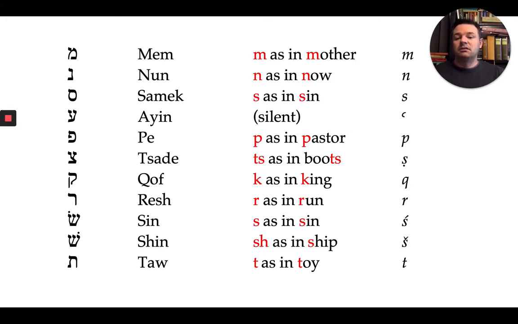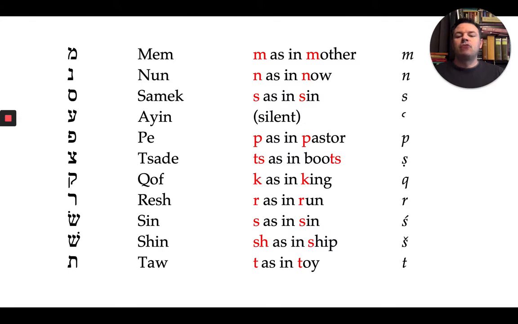Pei. So pei has a P sound. Tzadeh. This is a TS sound. This is not uncommon in languages. Other languages have a TS sound as well. You've maybe even seen the word tsar. It's the same word as czar in other languages. Tsar, right? Tzadeh, TS.